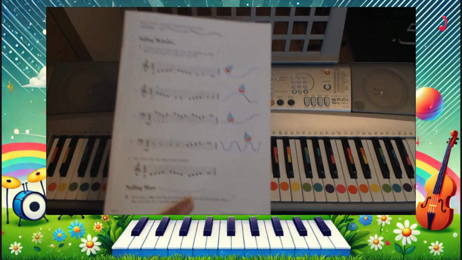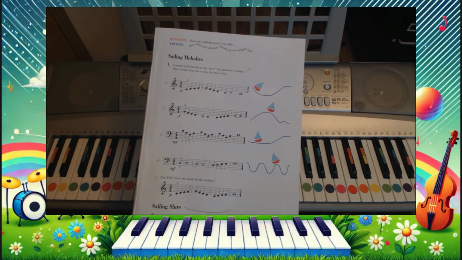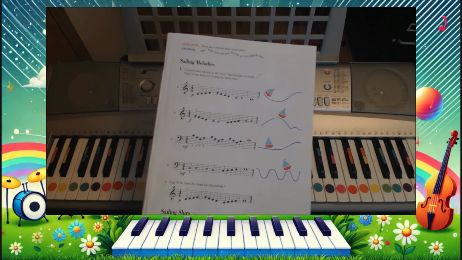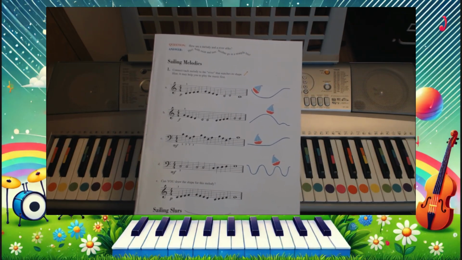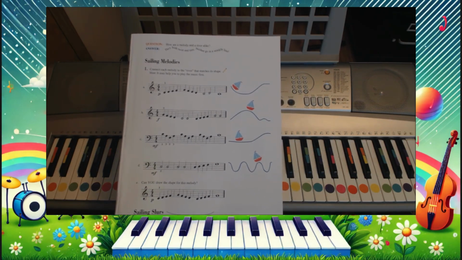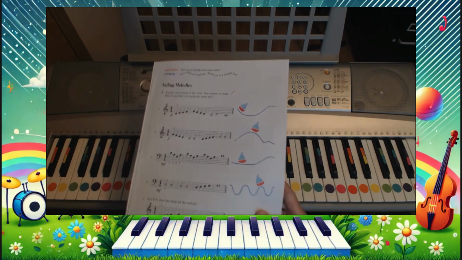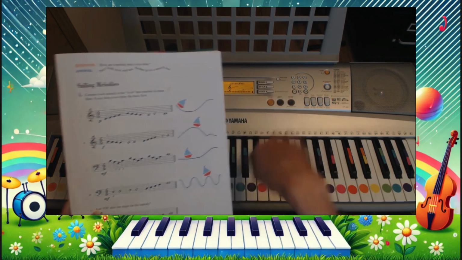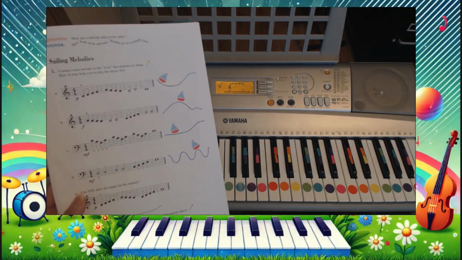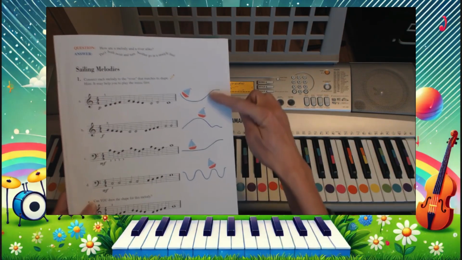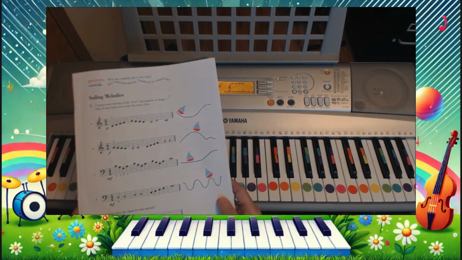Okay, now let's listen to C. Listen to that one again. Okay, now, which line does that look like it would sound? This one has a back and forth, kind of like a rolling motion. So which one of these lines has a rolling motion that would match the music?